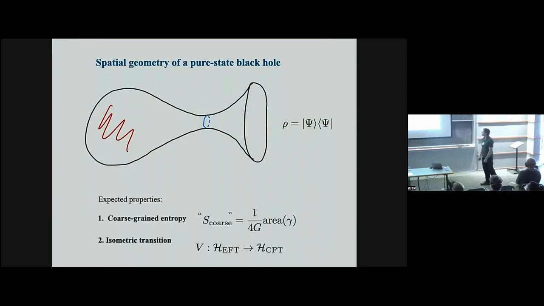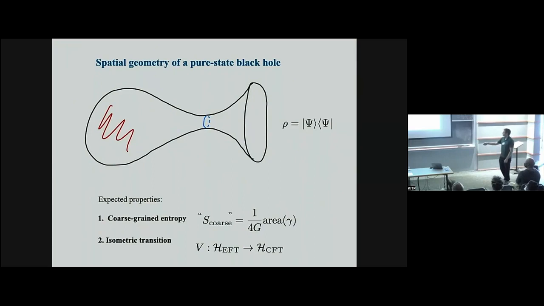Now there are two properties that we expect on very general grounds. First of all, since there's a horizon in this black hole, we expect that there's a coarse-grained entropy that can be assigned here, and that the coarse-grained entropy should be a quarter of the area of the apparent horizon. Now the exact quantum state here is pure, so it has zero von Neumann entropy. So the coarse-grained entropy must be something else. It's not the von Neumann entropy of rho.